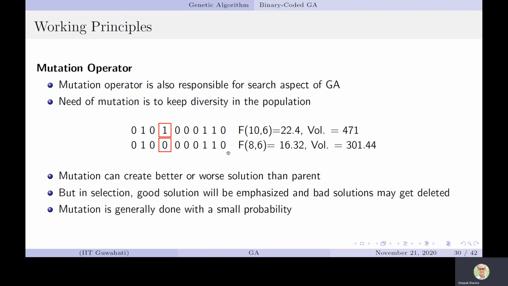But similar to the crossover operator, it can generate a bad solution as well. So with the same remark, if it is a good solution, it will get multiple copies in the next or further generations. If it is a bad solution, it will be deleted by the selection operator in further generations. Here we have to understand that mutation is generally done with a low probability. So we do not do mutation very drastically. We do it with a very small probability. Probability means that if the random number is smaller than this particular probability, then only we mutate, otherwise we do not.